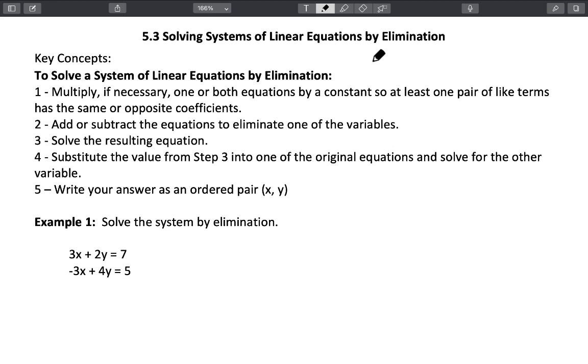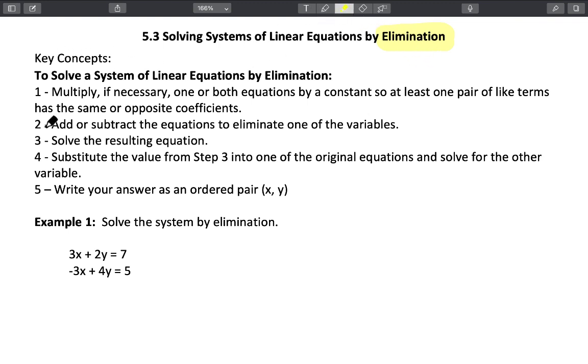Unit 5, Section 3. Today we're going to be taking a look at solving systems of linear equations using this new strategy called elimination. And it's called elimination because we are going to eliminate one of the two variables in our equations and find the value of the other variable. So our key concept here is just that.